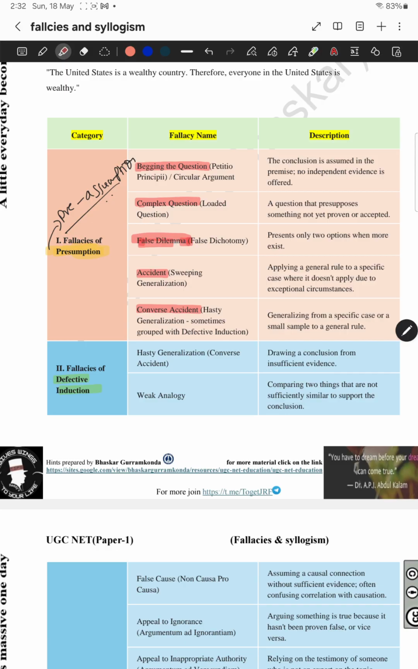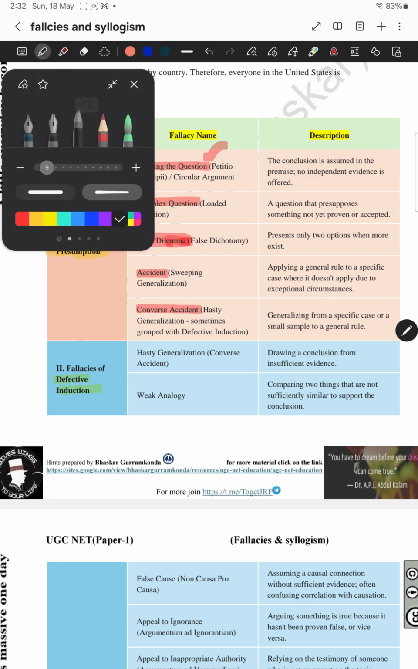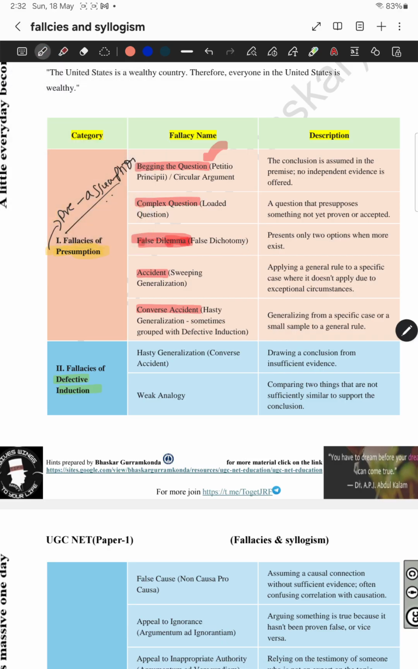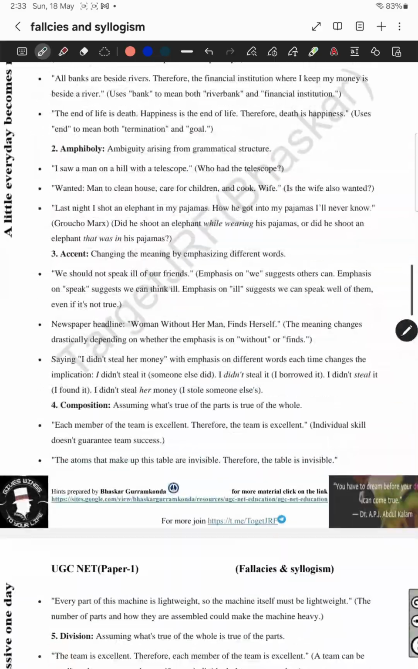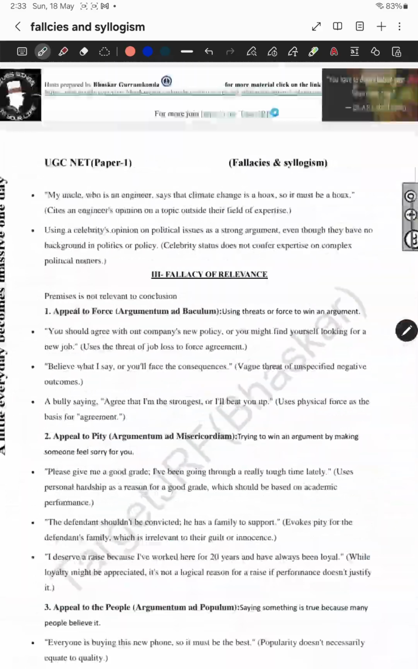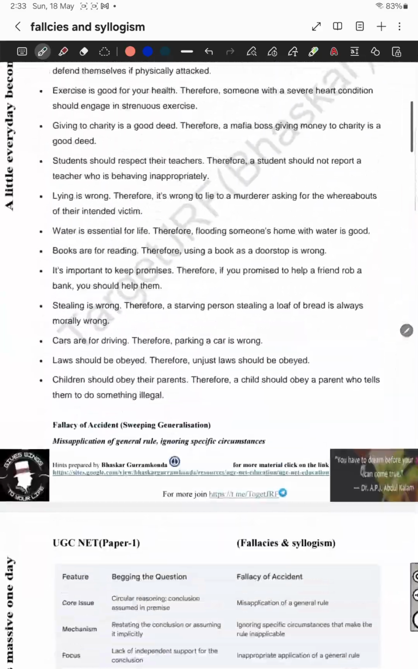So in this most of the time we will be seeing false dilemma, begging the question, accident, and converse accident. These are the most repeated things, but yeah, don't bother about it. So let us see and master each and every part. So first let us see begging the question.